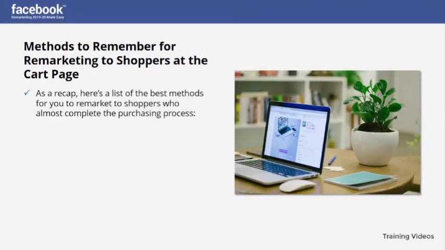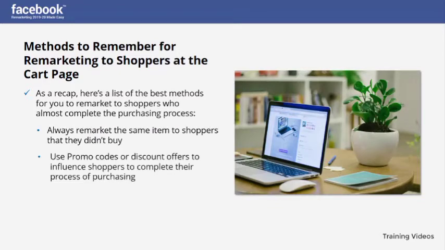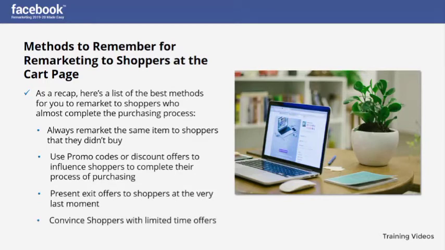Methods to remember for remarketing to shoppers at the cart page. As a recap, here's a list of the best methods for you to remarket to shoppers who almost complete the purchasing process. Always remarket the same item to shoppers that they didn't buy. Use promo codes or discount offers to influence shoppers to complete their process of purchasing. Present exit offers to shoppers at the very last moment. Convince shoppers with limited time offers.